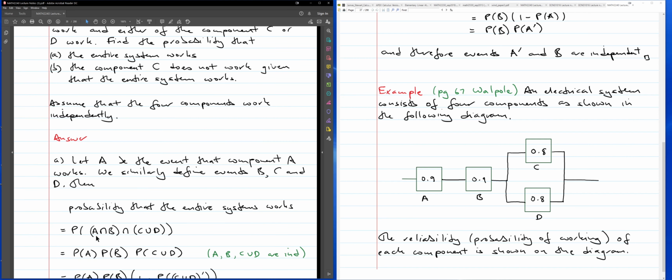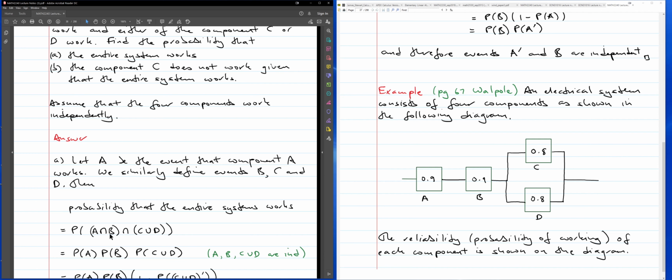One more time, what we want is for the system to work, A and B must work. So events A and B must occur. In other words, we're looking at the intersection of the events A and B, and C union D. So C union D is component C is working or component D is working. So what we want is A and B working and C or D working, and we now have this expressed as events.